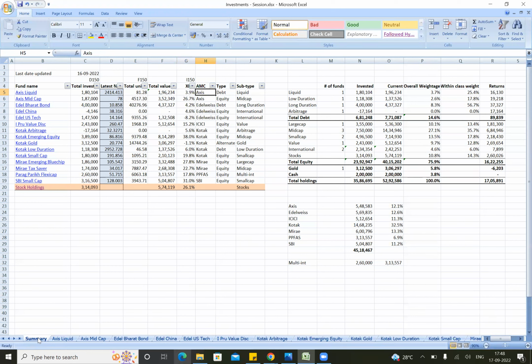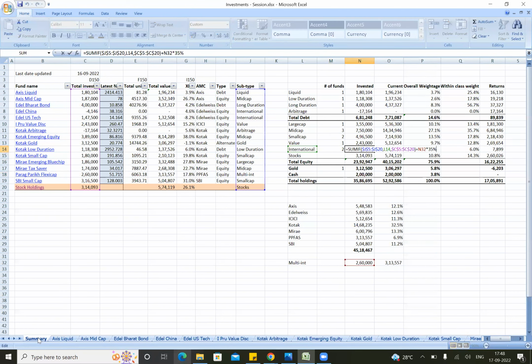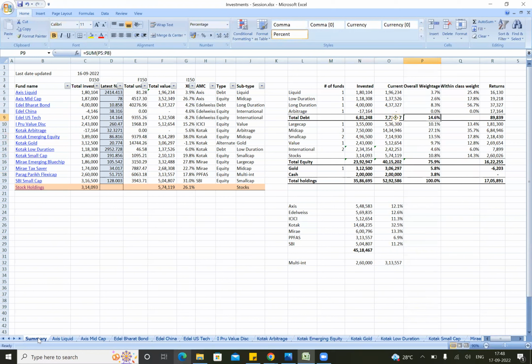And then I have made some columns as to which AMC it belongs to, what type of fund, debt or equity or alternative it is, and then subtype. And then I've made this summary sheet so that I know at each point of time what my current holdings are and how much percentage is in equities, debt and gold. If I pull all the numbers from these sheets, I can see that total debt I have is 14.6%. Total equity, including stocks, is 75.9. Gold is 5.8, and I have 2 lakh cash holdings, which is obviously coming from a hard-coded number. And total invested for this portfolio is 35,86,000.